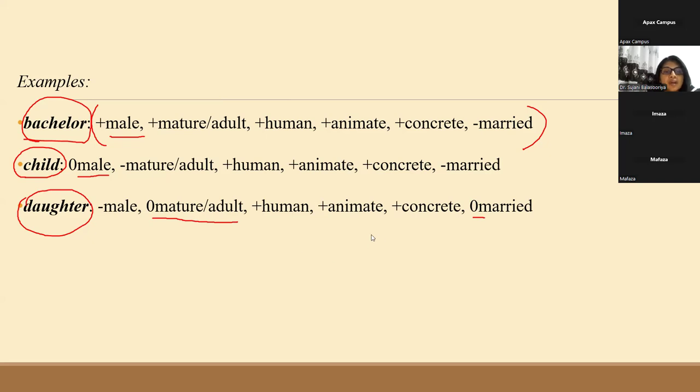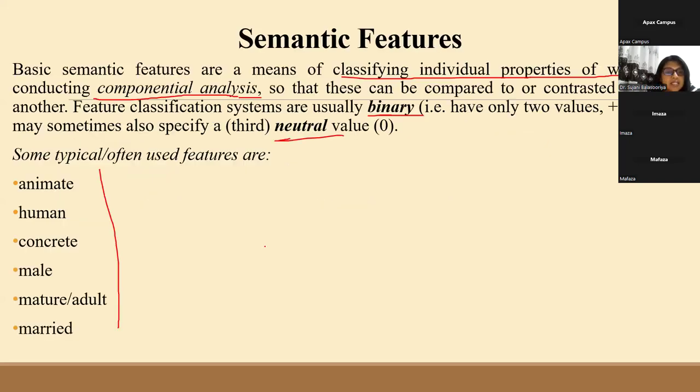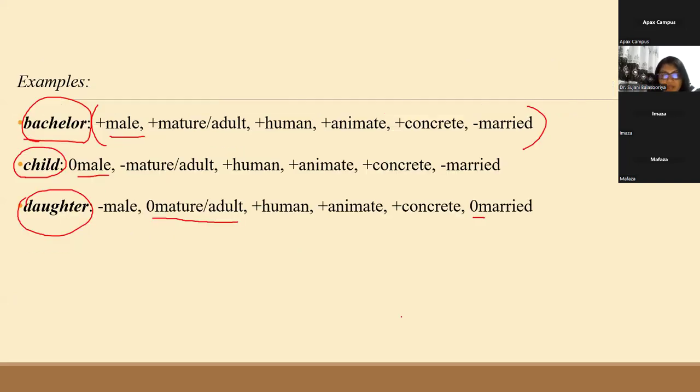Okay, so this is how you should write the semantic features of a word given, right? And use this list. This is the list of semantic features, as I earlier also introduced, that's commonly used. Actually, it's good if we could do some exercises, but the time problem is there. So therefore, I would move on to the discussion of prototypes.